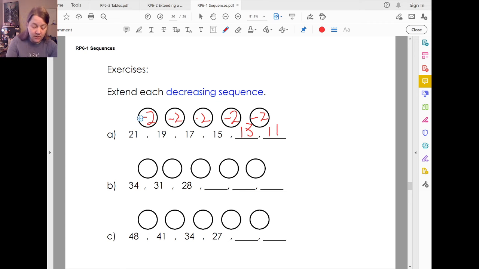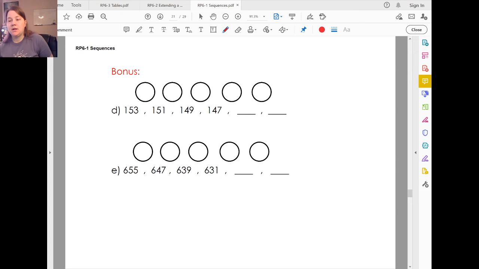34 minus 31, well, that's going to be minus 3. That's changing by going down 3 every time. So let's go ahead and put down 3. 28, that's going to be 25. 22, 19. 48 minus 41 means that we're going down by 7. Subtract 7 every time. 20. And then 20 minus 7 is 13. We also have some bonuses here.